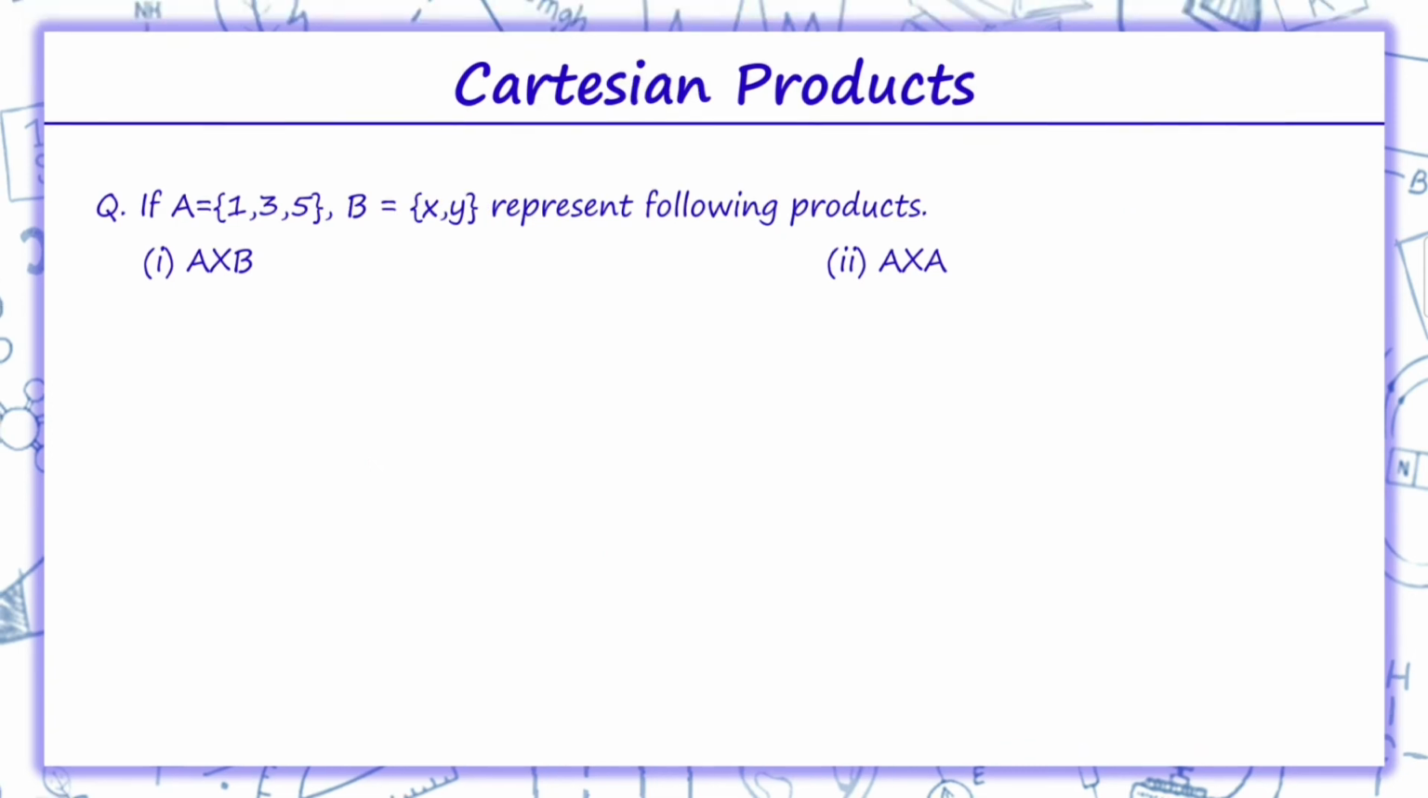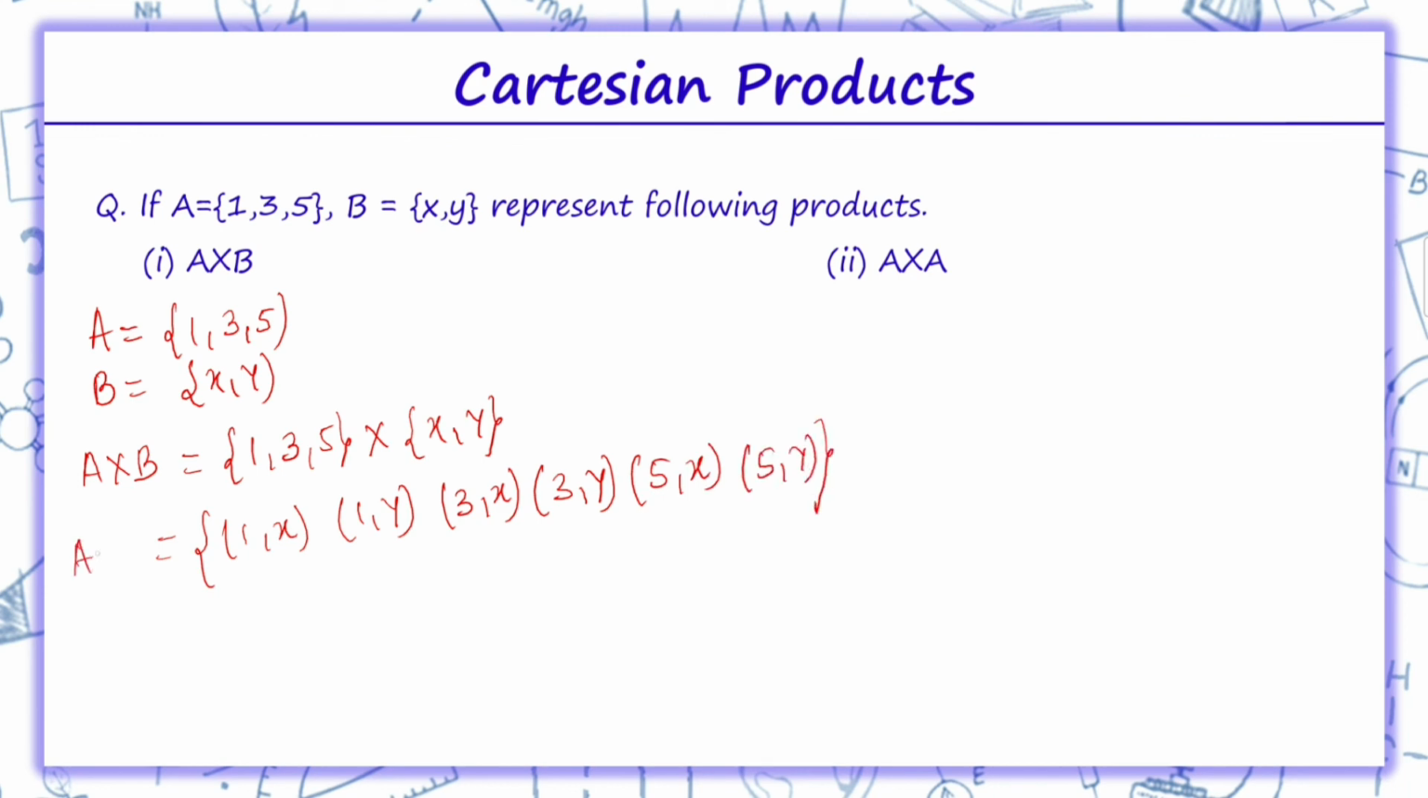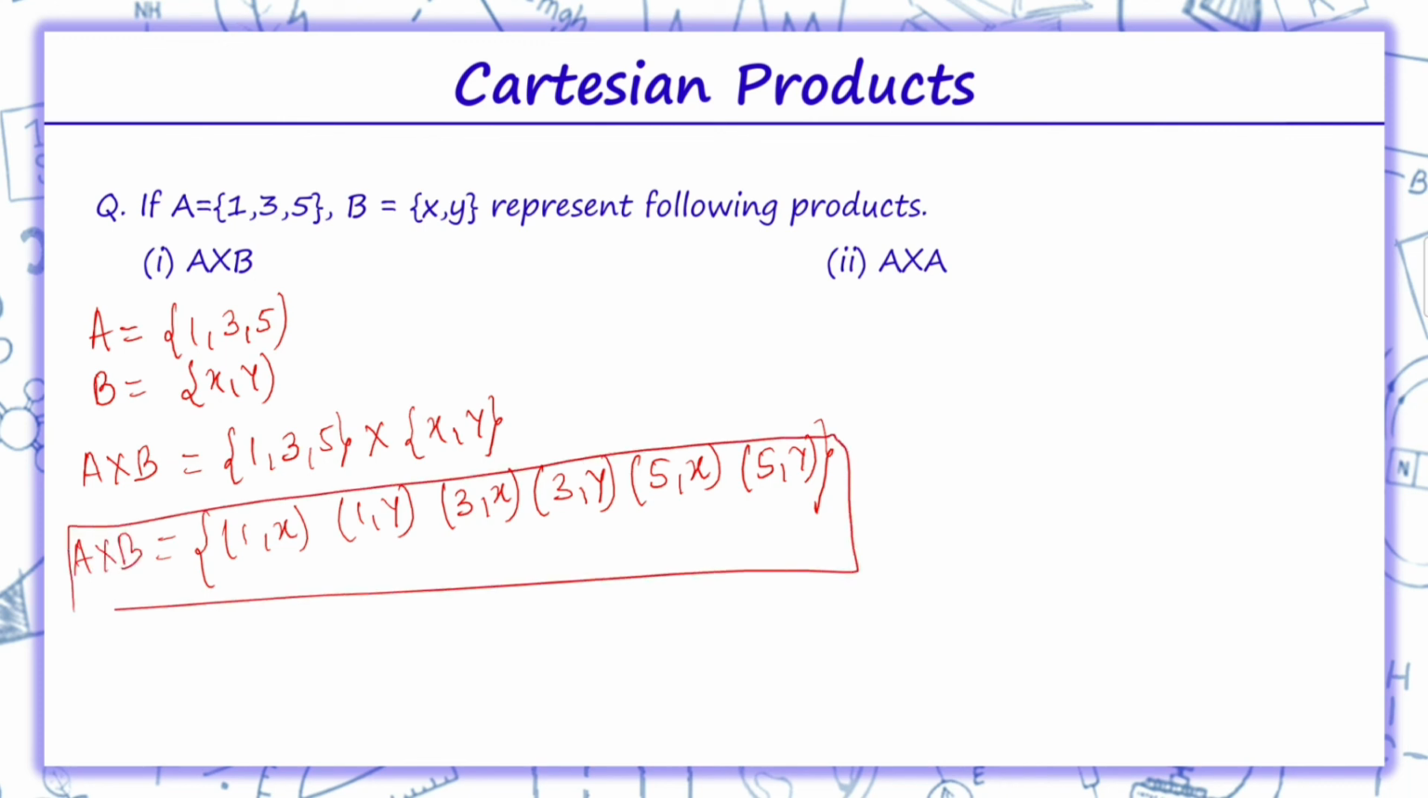Coming to the next question, we are provided with set A. Set A comprises the elements 1, 3, 5. Set B comprises the elements x, y. So A cross B will be {1, 3, 5} cross {x, y}. Their Cartesian product will be (1, x), (1, y), (3, x), (3, y), (5, x), (5, y). So this is the Cartesian product A cross B.